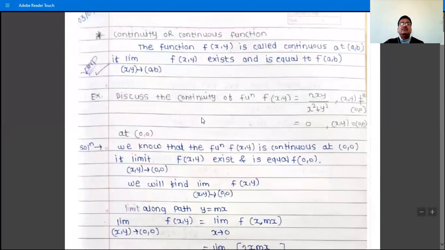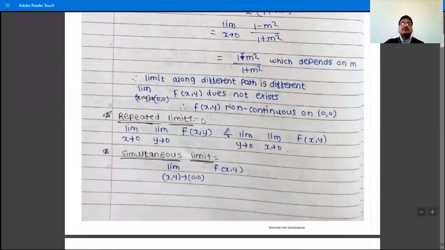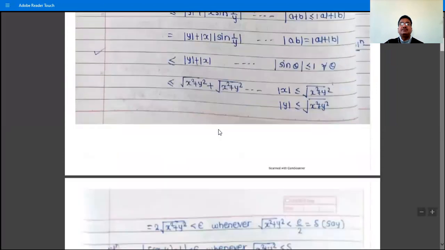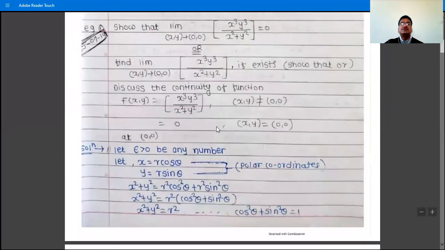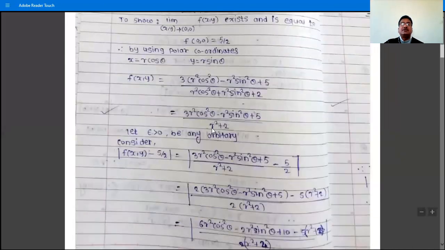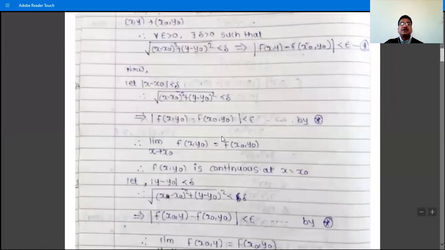So these are problems for 2 marks. Then we start the second chapter, that is the partial derivative. So the first chapter was limit and continuity, and range and domain. The next chapter is the partial derivative.